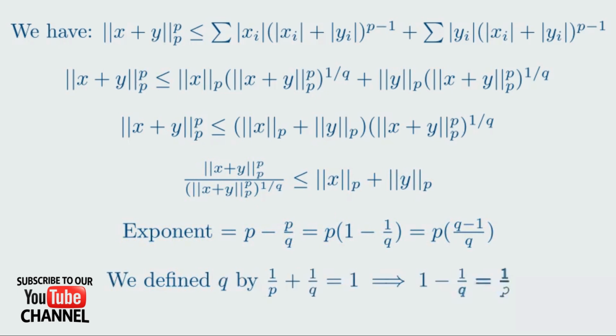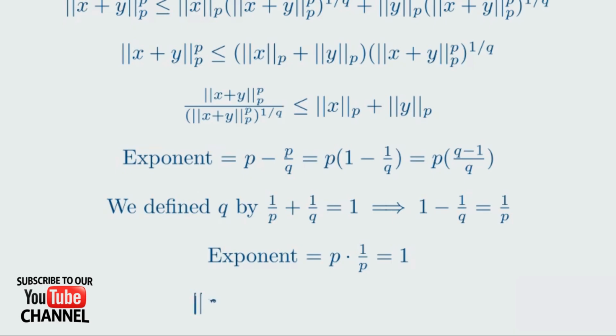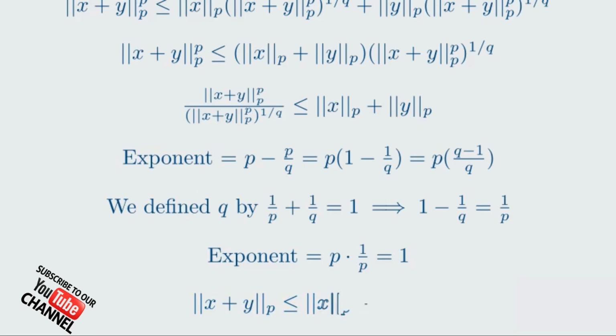Here's the magic. We defined q by the relationship 1 over p plus 1 over q equals 1. This means 1 minus 1 over q is equal to 1 over p. So the exponent simplifies to p times 1 over p, which is just 1. This means after dividing, the left side is simply the p norm of x plus y, and the right side is the sum of the p norm of x and the p norm of y. And with that, we have proven Minkowski's inequality.